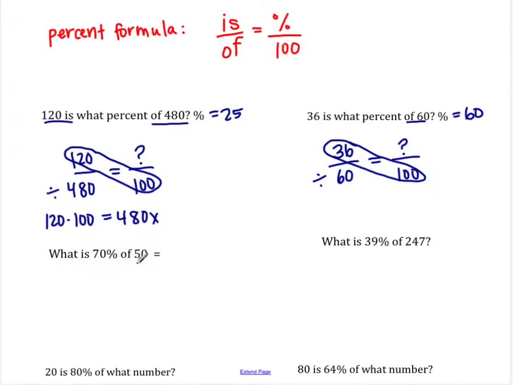Okay, let's try the next one. What is 70% of 50? So we have some different numbers to plug in this time. This time, we don't know what our is number is because it says what is. So I'm going to put a question mark where is should be. Okay, is 70%, so my percent is 70, and then of 50, so 50 goes in the of spot. Okay, once again, multiply the numbers across from each other and then divide by 100. So we have 3,500. 50 times 70 is 3,500 divided by 100 is 35.